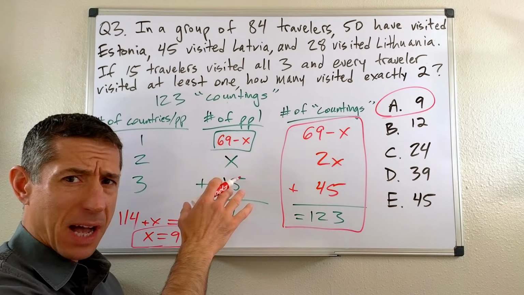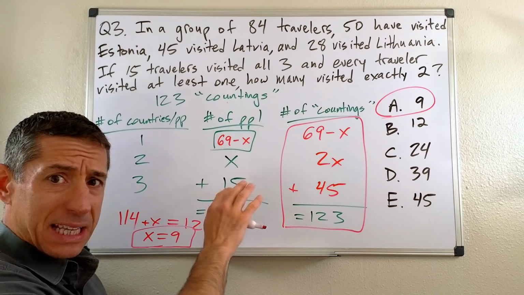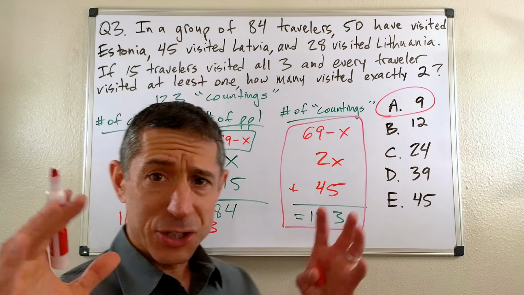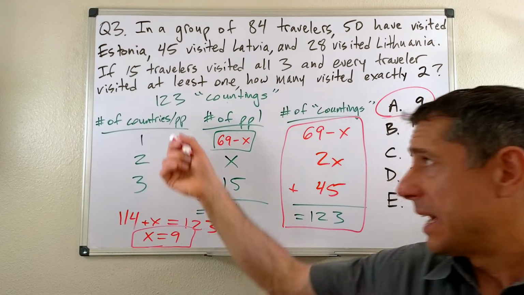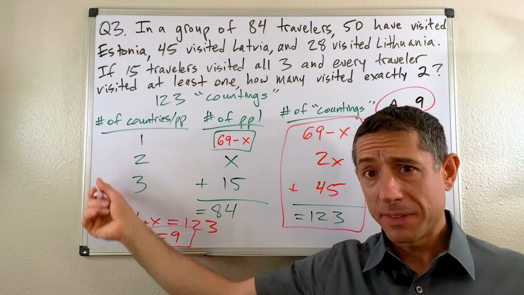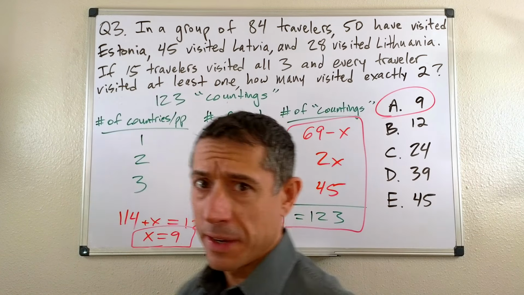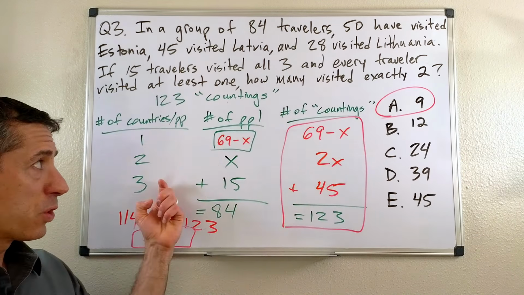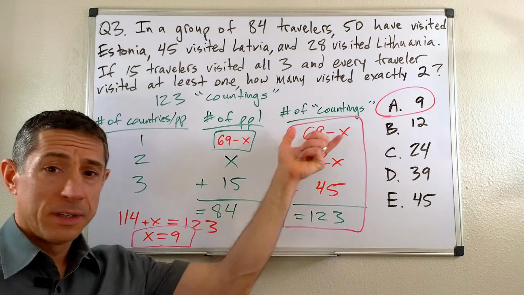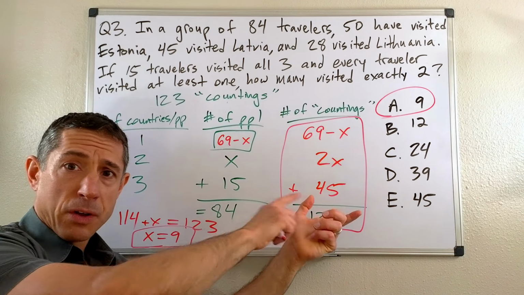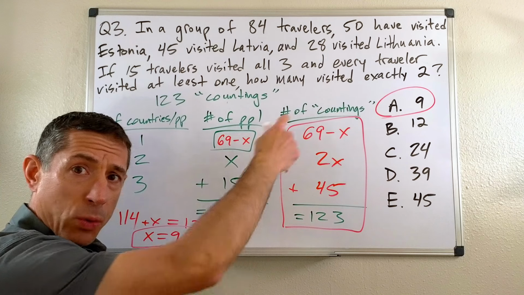Okay, it's going to feel a little bit like linear algebra. It feels a little bit like a black box, but not so bad in the end. I think it's a lot easier than trying to jam everything into a Venn diagram. And as long as you can follow this logic, number of countings per person, column number 1, number of people in each of those groups in column number 2, number of countings, it's just going to be the product of your other 2 columns. And you're going to have 1 equation, 1 variable.